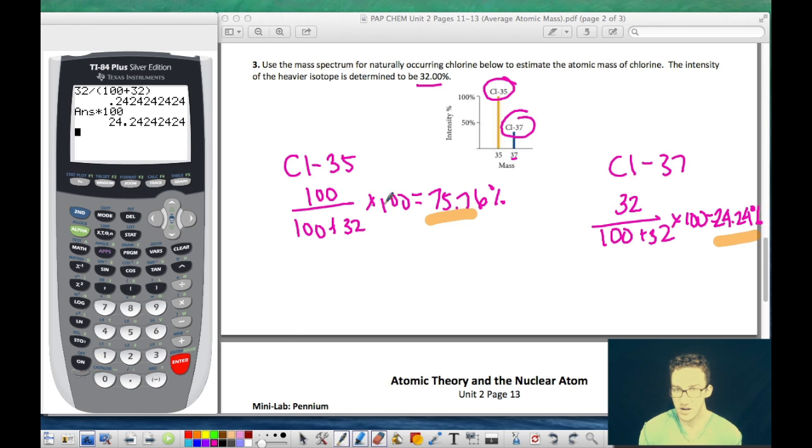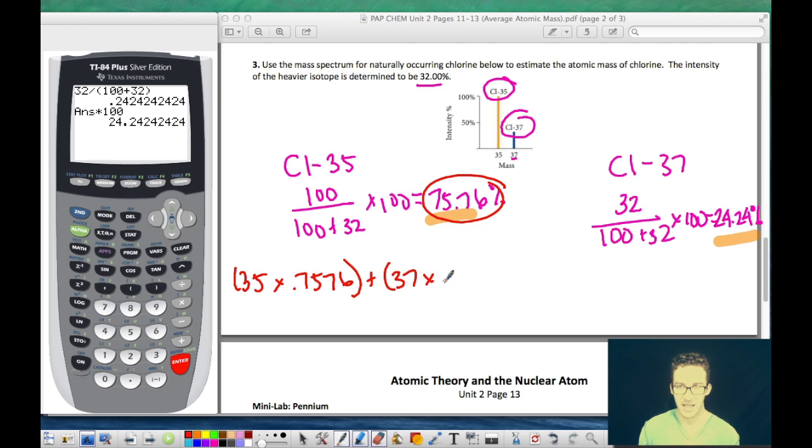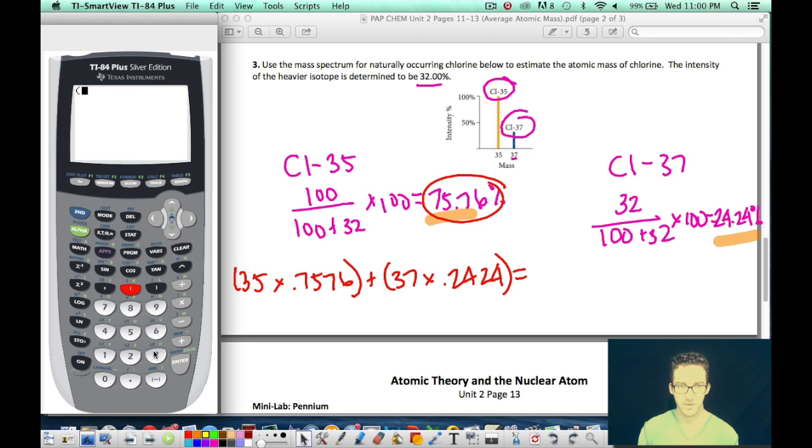But then it's just a matter of plugging into the weighted average formula that we know and love at this point. The mass of the first isotope is 35 times 0.7576. It's percent abundance, not percent intensity, it's percent abundance. Plus chlorine 37 times 0.2424. Put it in your calculator and solve.